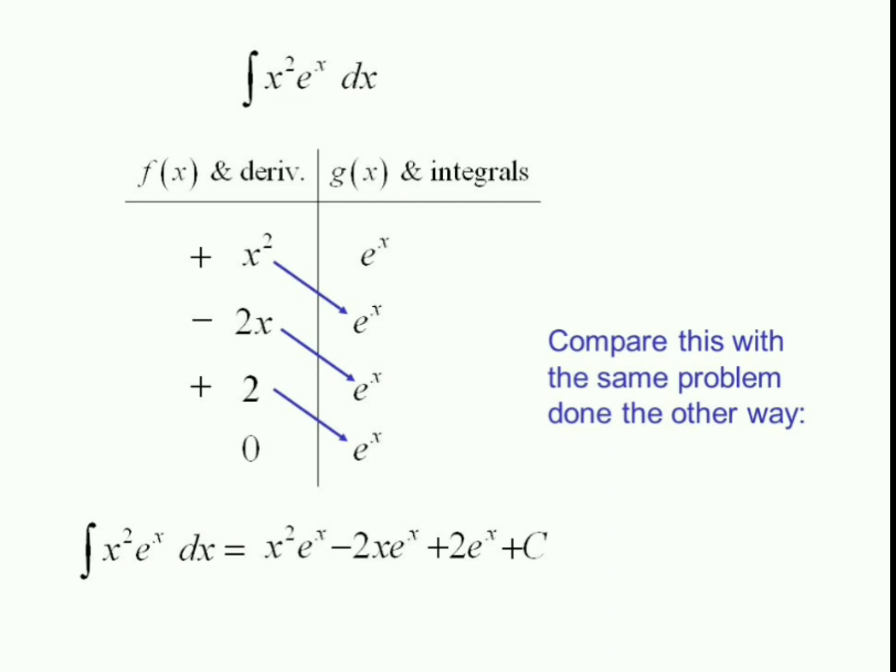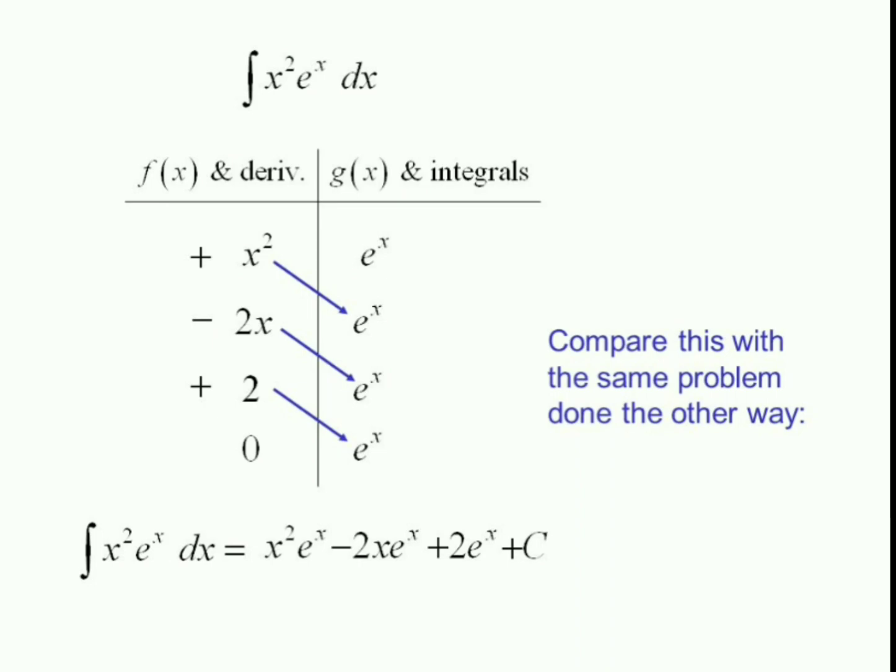Example: integral of x squared times e raised to x dx. So our f(x) here is the x squared, while the g(x) is the e raised to x. Then we use the tabular method.